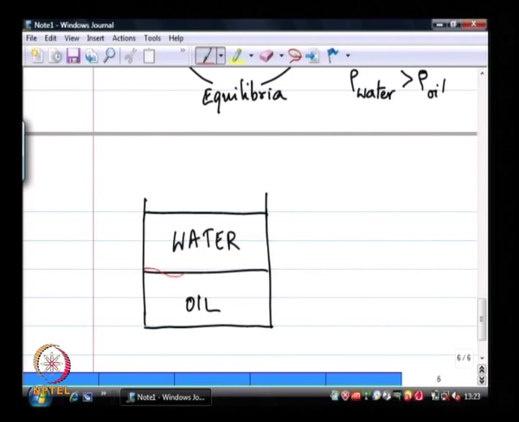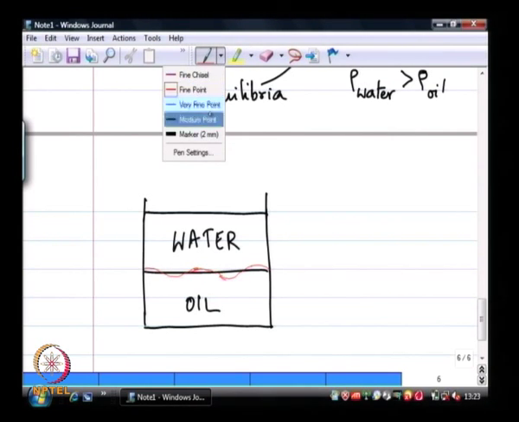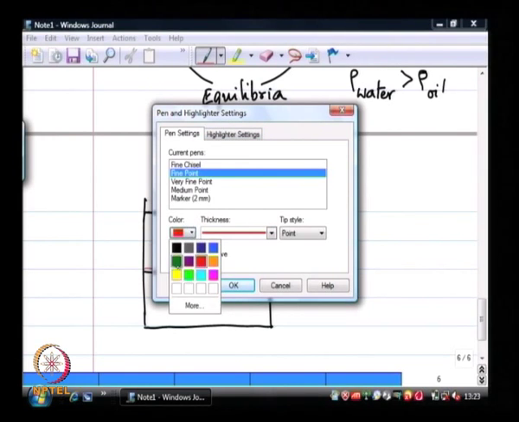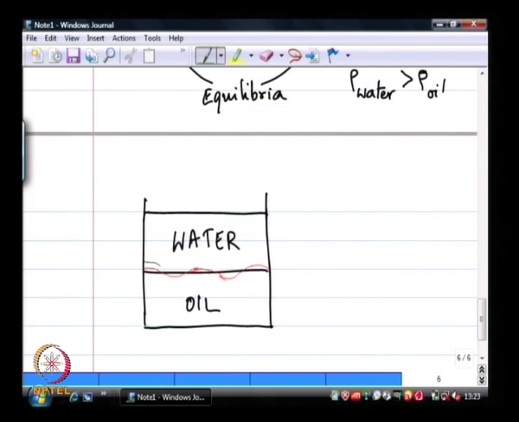So, if I impose a small perturbation on this meniscus, over time, because the oil wants to rise up naturally and the water wants to come down, the meniscus shape is now going to become altered. And go to that condition.